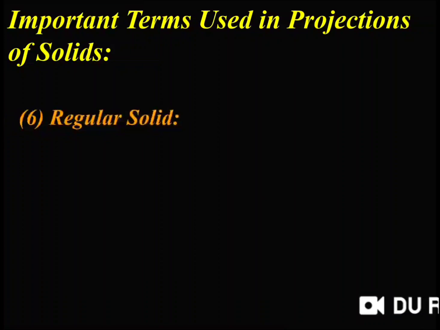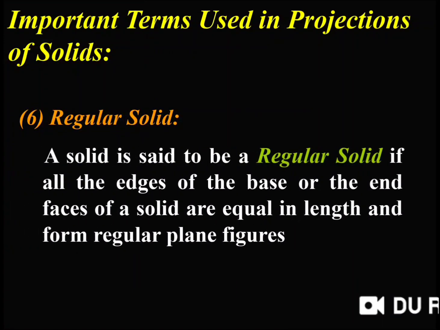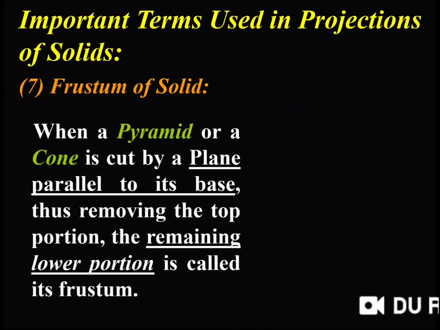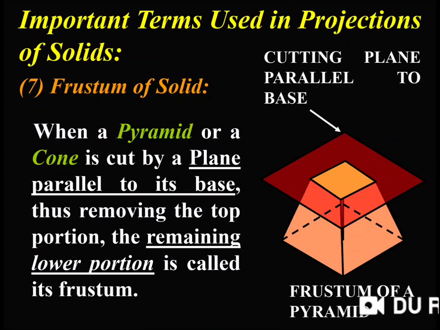Important terms used in projection of solids. A solid is said to be a regular solid if all edges of the base or end faces of the solid are equal in length and form regular plane figures. Frustum of the solid: when a pyramid or a cone is cut by a plane parallel to its base, thus removing the top portion, the remaining lower portion is called a frustum. Here the top portion of the square pyramid is cut by the cutting plane parallel to the base, shown in red color. The remaining portion is called the frustum of the pyramid.